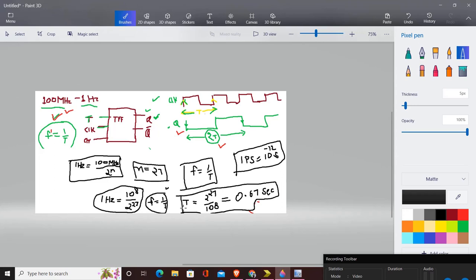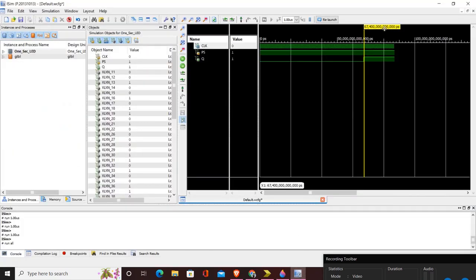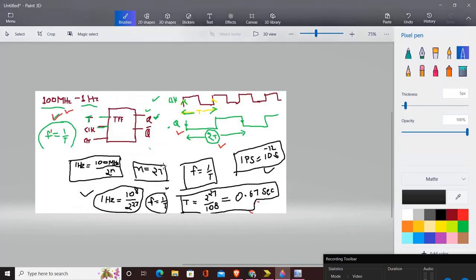So T is equal to 2 to the power 27 upon 10 to the power 8. So it is approximately 0.67 second, as given in the tool; 10 to the power minus 12 second is equal to 1 picosecond. So the value is given in picosecond, which is why it is shown here. After conversion into seconds, the value is approximately 0.67 second.